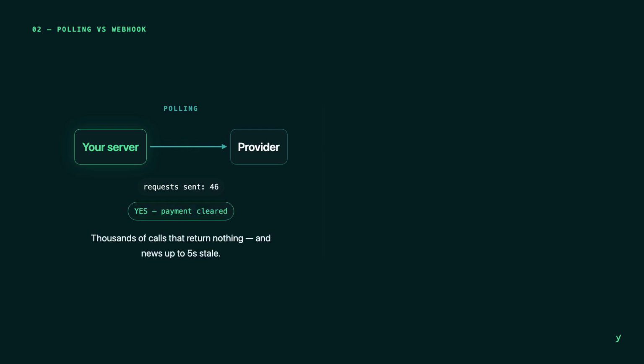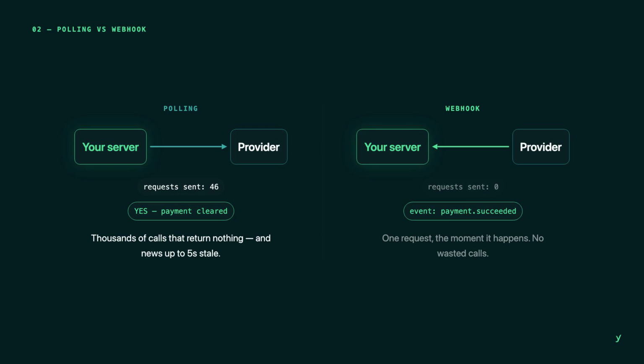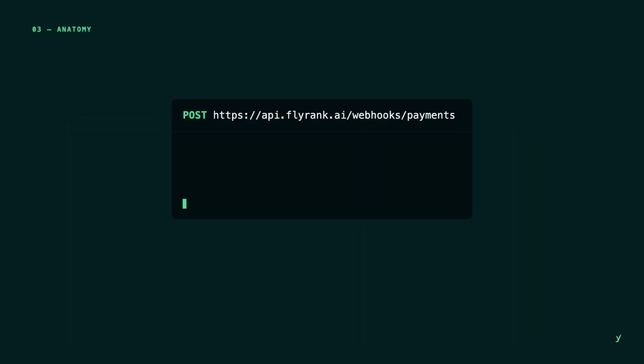Option 2 flips the arrow. Don't call us. We'll call you. You give the provider a URL, and the moment the payment clears, they send a request to you. No wasted calls, near instant news. That reversed arrow is a webhook. If Video 3's real-time subscriptions rang a bell, same push philosophy, but webhooks work server to server between totally separate companies. Here's the demystifying part.